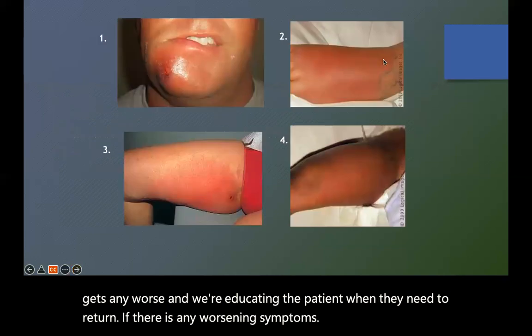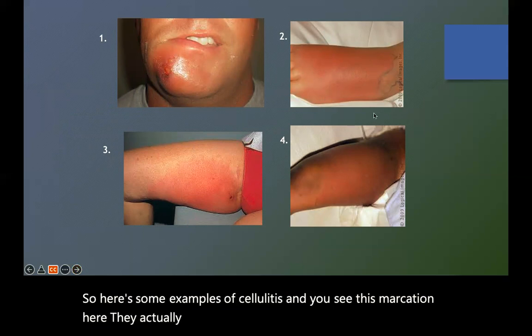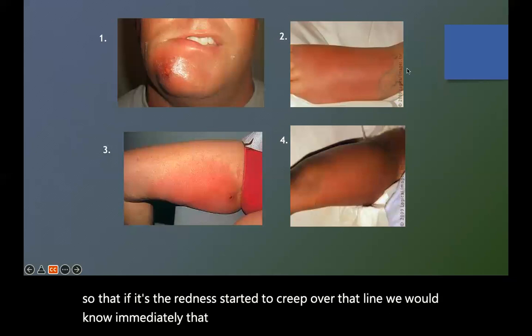So here's some examples of cellulitis. And you see this demarcation here. They actually drew the line of where the redness was starting so that if the redness started to creep over that line, we would know immediately that the infection is getting worse and spreading.